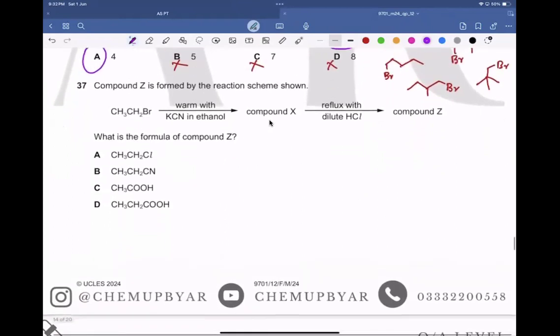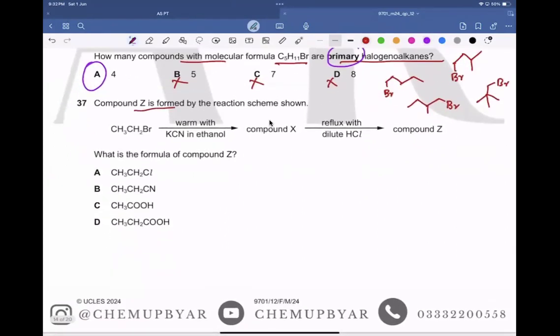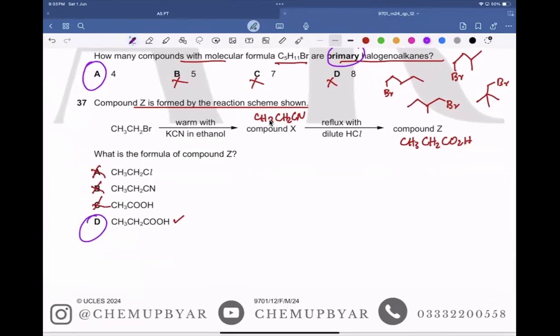Now, question number 37. Compound Z is formed by the reaction scheme shown. With KCN, we get CH3CH2CN, and reflux with acid, compound Z is going to be CH3CH2CO2H. So it's propanoic acid, which is over here. So A, B, and C go wrong, and D is the correct answer. Is this understandable to all of you?